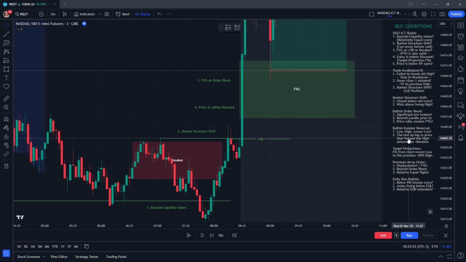I've also updated the description here under breakers to reflect that the last up leg in price that forms the high determines the breaker.